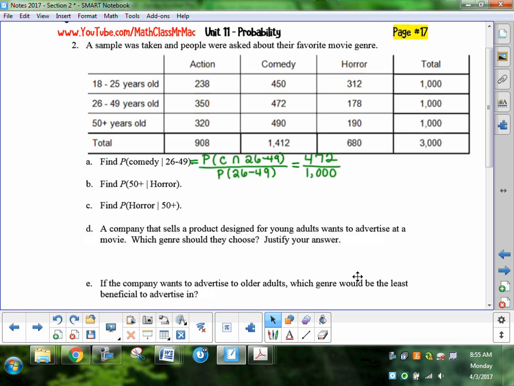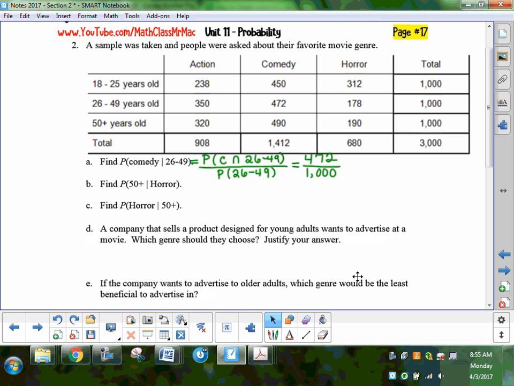Take a look at what we have here and let's do the setup. This is reading going across, the probability that someone is over 50 given they like horror movies. So, Thomas, how would you break this up? What would you write out? Probability of what in the numerator? 50 or 50 plus, mm-hmm.